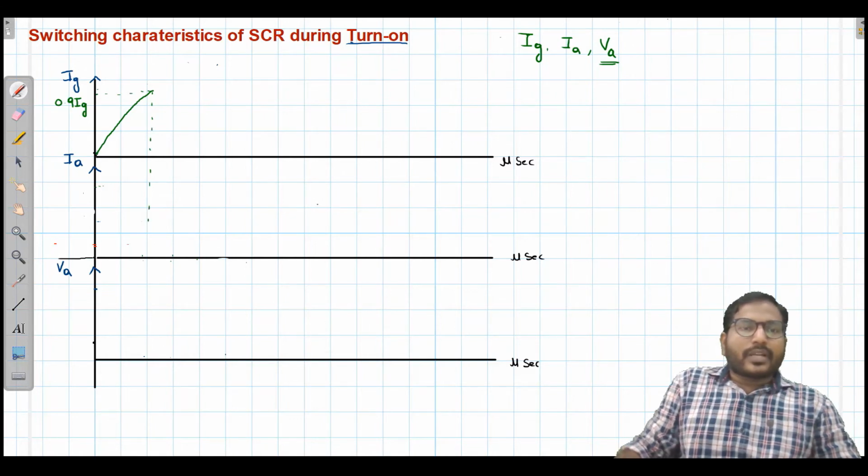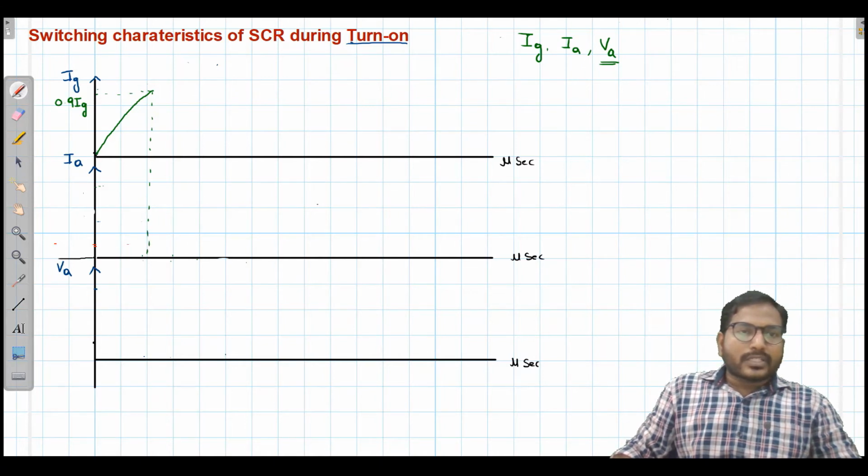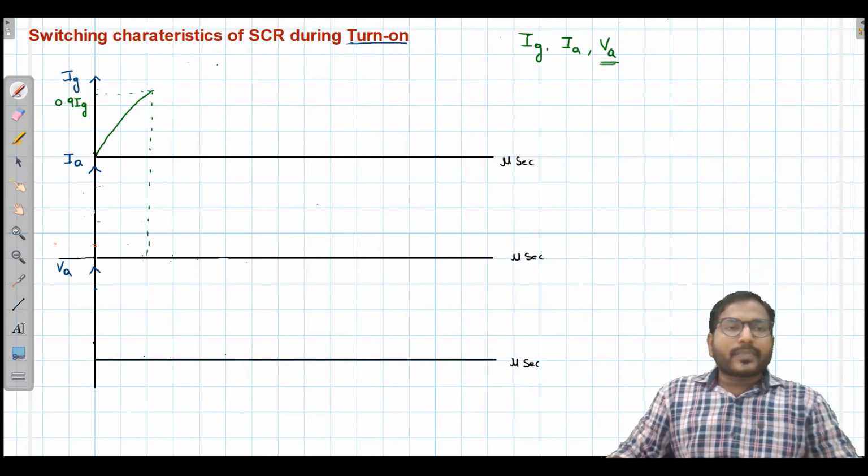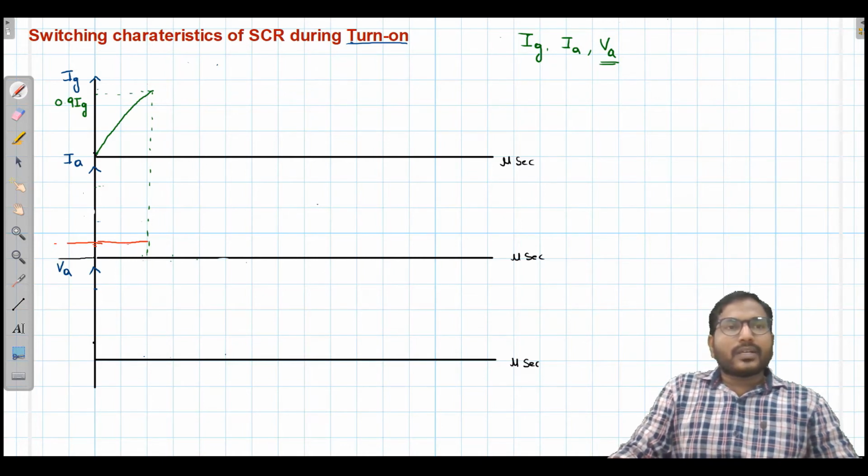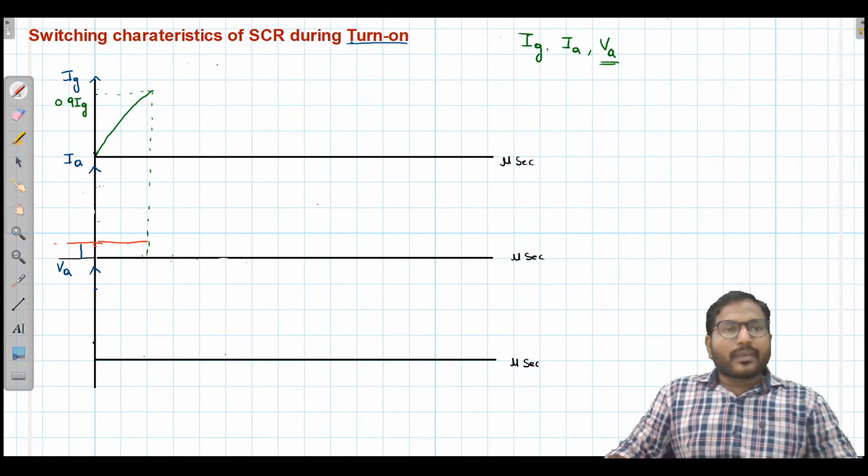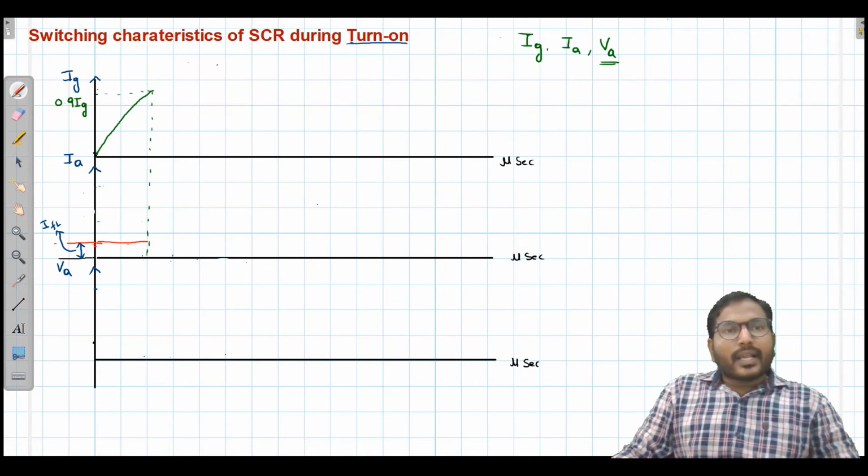That means up to this point, SCR is in a forward blocking state. In forward blocking state, current through the SCR is very less, conduction is very less. That is, there is a less amount of current passing through the SCR. That is forward leakage current. This gap represents forward leakage current, IFL.